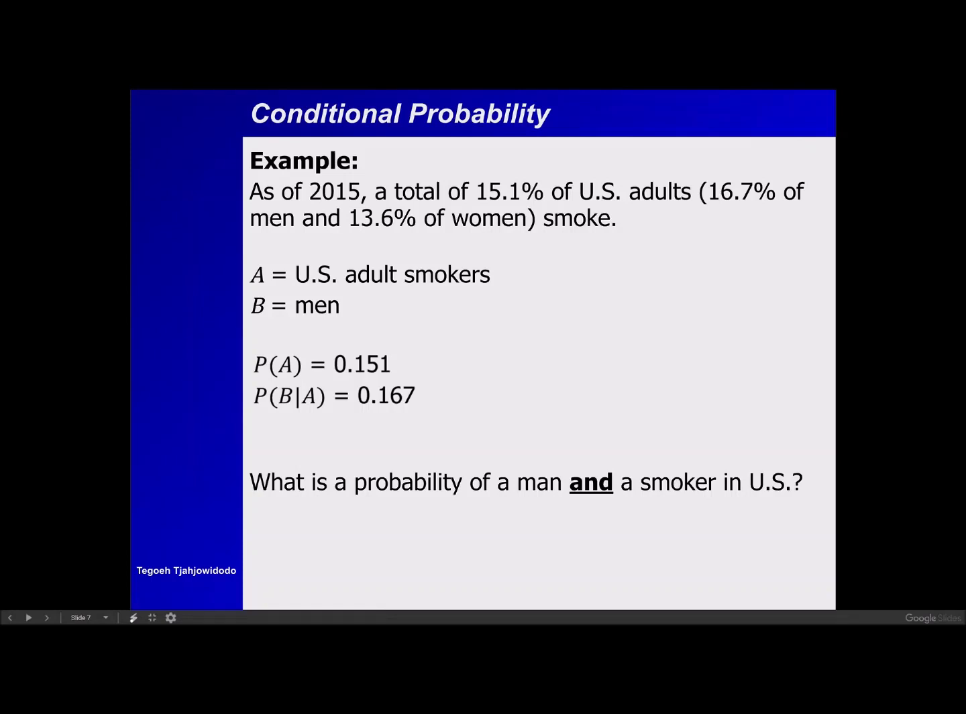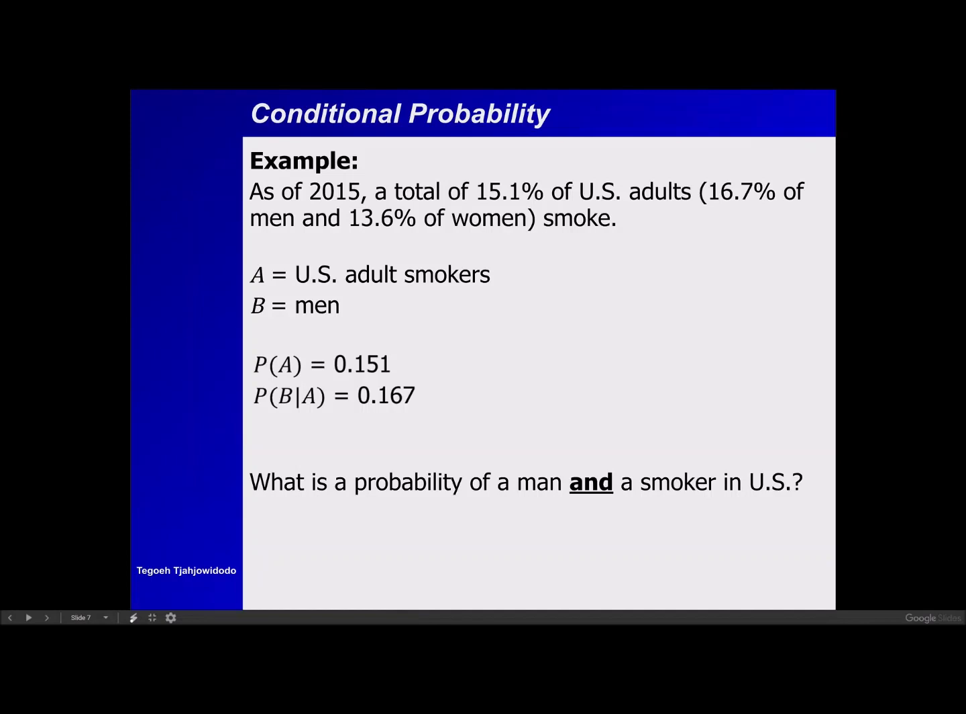Therefore, when I take the case of men as event B, the probability of B given A, meaning the probability of men within these US adult smokers, will be equal to 16.7%.